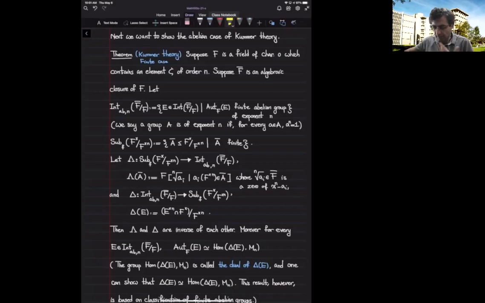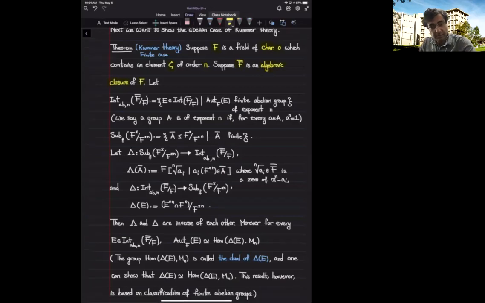Alternatively, I can formulate it like this. Again, the assumptions are the same as before: F is of characteristic 0, and it has an element of order n. F bar is an algebraic closure of the base field F. This time, the set of intermediate subfields that I'm interested in, I'm going to denote it by AB_n, where AB stands for abelian and n stands for n-torsion, of exponent n. This means that every element raised to power n is identity.